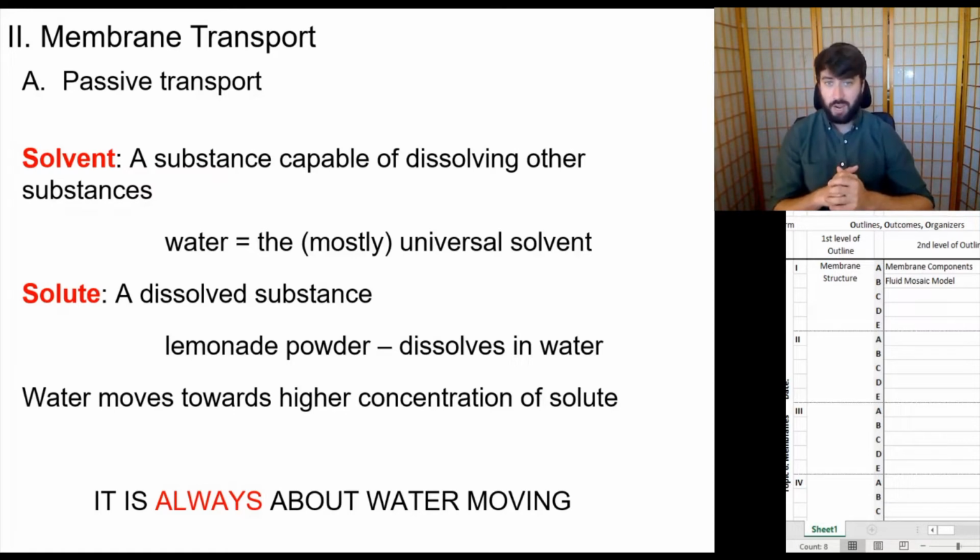So lemonade powder is a pretty straightforward example, right? Dump your powder into water, mix it up, it dissolves, now you've got lemonade. What's important to remember, though, is that water always moves towards the higher concentration of solute. In other words, when it comes to osmosis, we're always talking about the water moving, not the solute moving, okay?